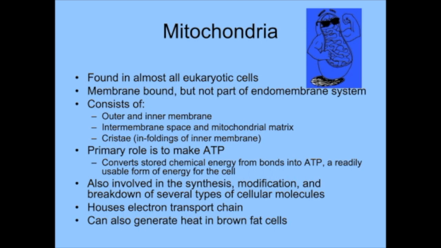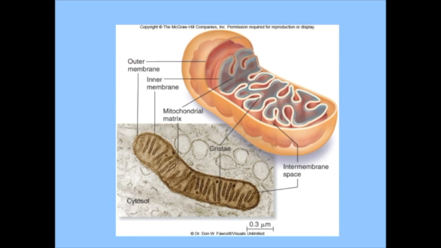It can be used for synthesis, modification, and breakdown of cell molecules. Not a whole lot, but it can do some. It's responsible for housing the electron transport chain that we're going to learn about in the next unit. And it can generate heat in what are referred to as brown fat cells, and they are used in thermal reactions in the body.